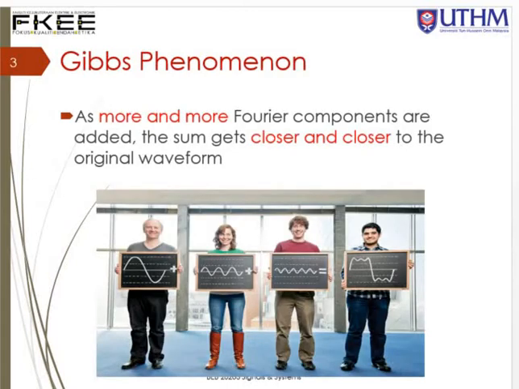Okay, what is Gibbs phenomena? Gibbs phenomena is that as more and more Fourier components are added, the sum gets closer and closer to the original waveform. If you look at the first one, this is the fundamental sine wave, plus the second one, which is another sine wave. The third one also has another sine wave. When you add these three sine waves together, it will come to the third one. So this is what we consider as Gibbs phenomena.